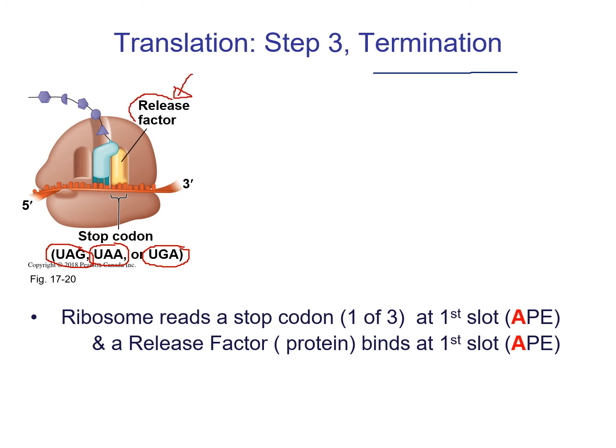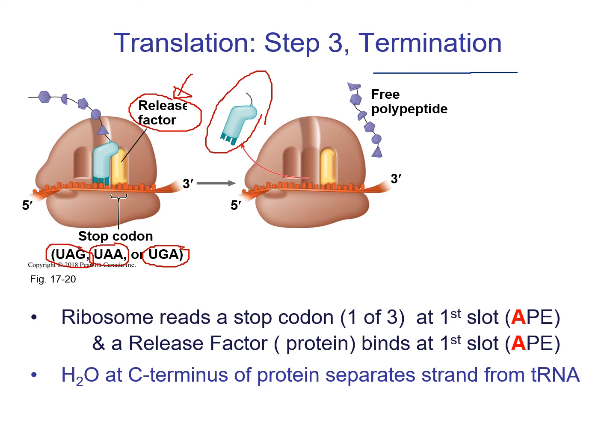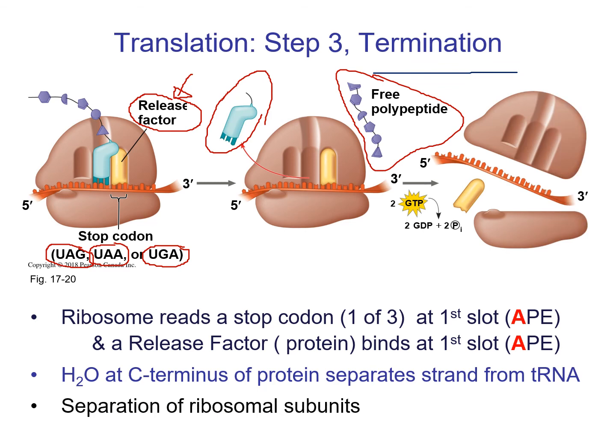A release factor is basically a protein that comes in and recognizes one of those codons, those stop codons, and basically disassembles the entire apparatus. So here goes. You can see the old transfer RNA is released, the polypeptide here is released, and lastly, the subunits and the messenger RNA, all of these things are released. And that is how translation goes and how it finishes with the process of termination.